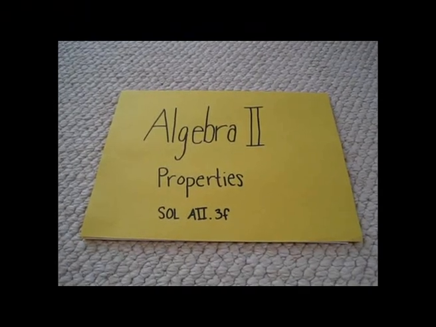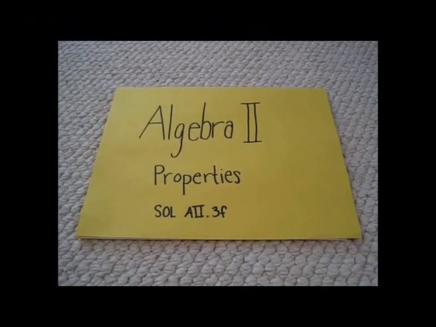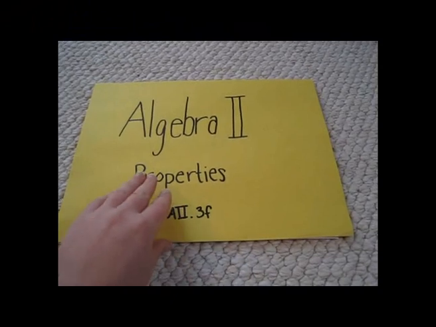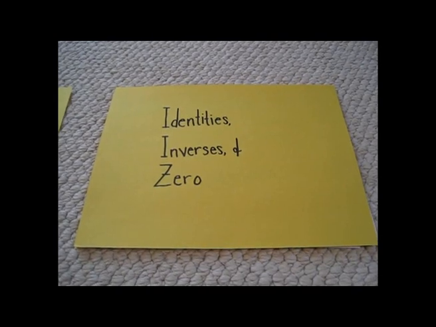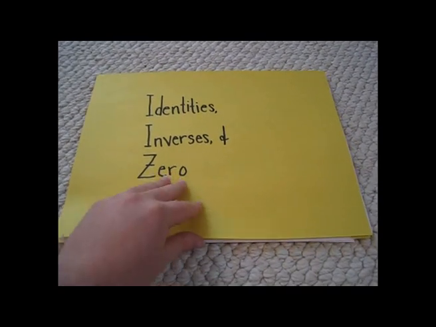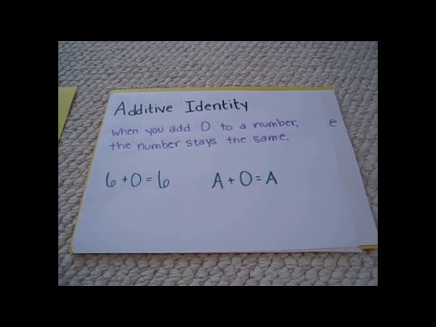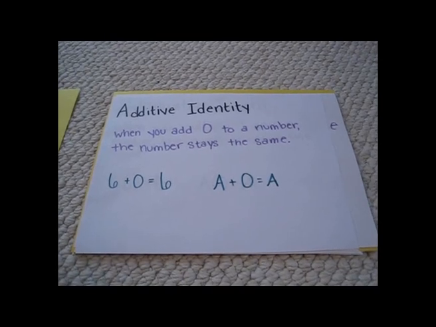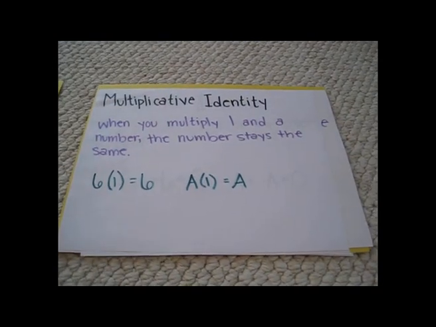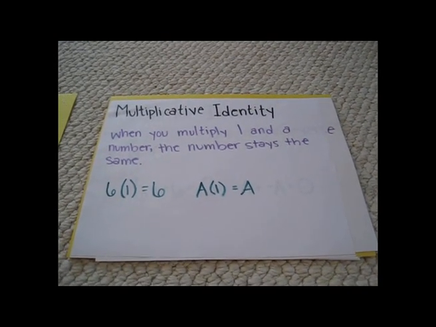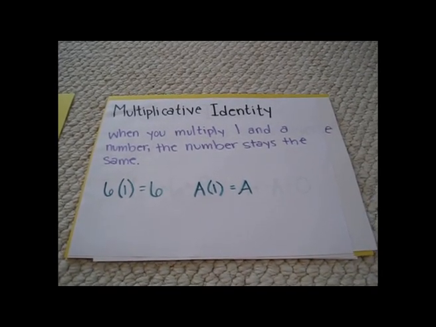So this lesson covers the properties that you use in Algebra 2, and it covers SOL A2.3F. The first set of properties that we're going to cover are the identities, inverses, and zero properties. The additive identity property is when you add 0 to a number, the number stays the same. So 6 plus 0 is always 6, and A plus 0 is always A. The multiplicative identity property is when you multiply 1 and a number, the number always stays the same. So 6 times 1 is 6, and A times 1 is A.